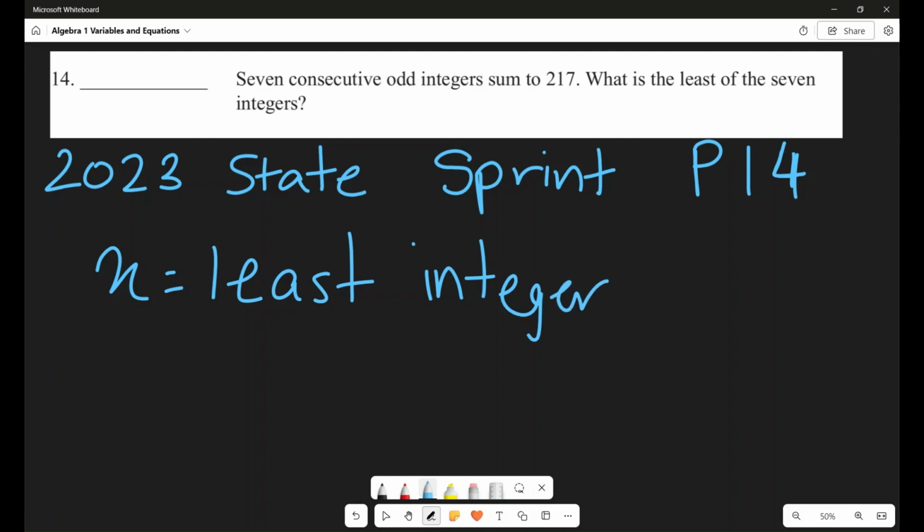And then we think about what we're going to do next. We're going to think ahead a little bit. We'll get x, and then remember, it's consecutive odd integers. So it'll be x, and then x plus 2, and then x plus 4, up to x plus 12. We add all of those up, set it to 217, and then we'll have to solve that equation. And that's a lot. So let's do something a little different. Scratch that.